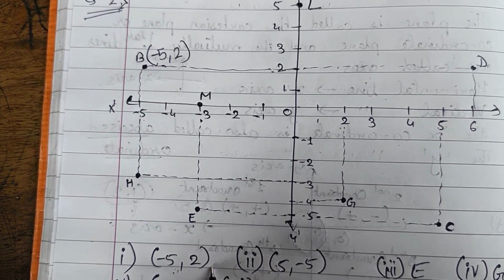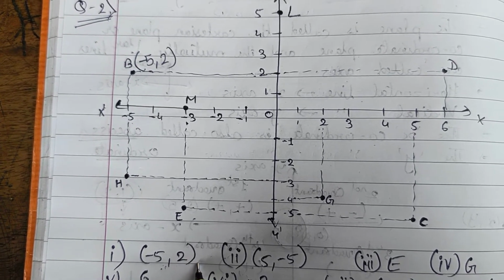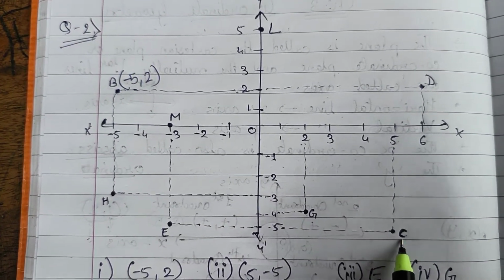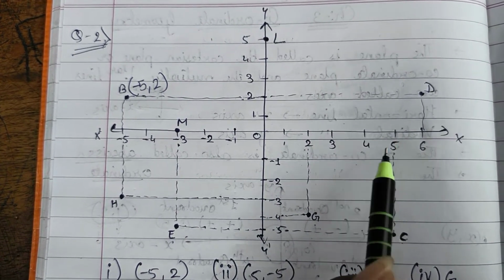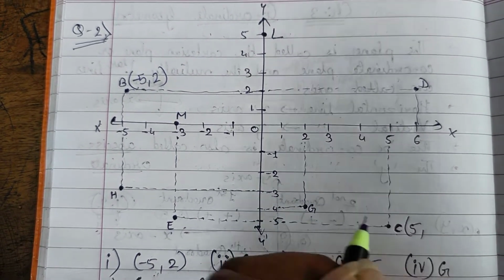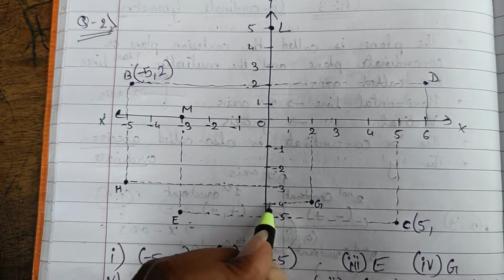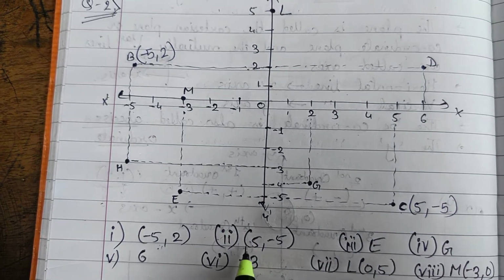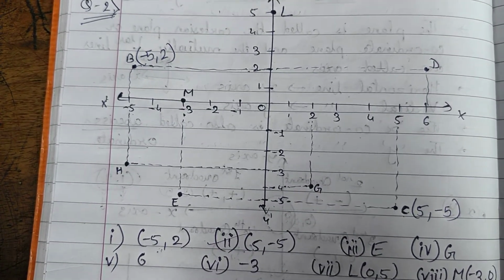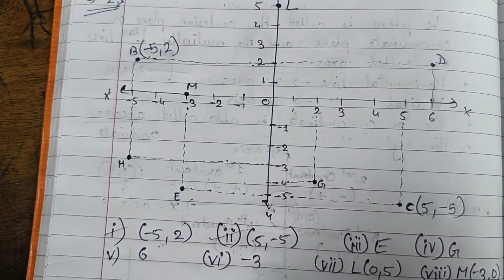Now question number 2. Question number 2 is the coordinates of point C. So search for point C in your graph. Point C is here. Now see the points. This is the positive x-axis, 5 is there. So the first point is 5, comma, this is the negative y-axis, so it is -5. Your point is 5, -5. This is your question number 2. Okay, 1 and 2 we are done with.